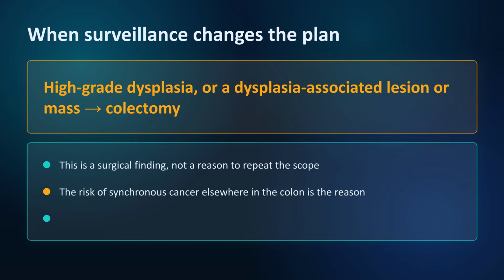The reason is the risk of synchronous cancer elsewhere in the colon, where there is high-grade dysplasia in one area. Invasive cancer is frequently already present somewhere else that was not sampled. So refer for colectomy rather than observing. This is the point where surveillance stops being surveillance and becomes treatment. Low-grade dysplasia is more debatable and belongs in a specialist discussion.